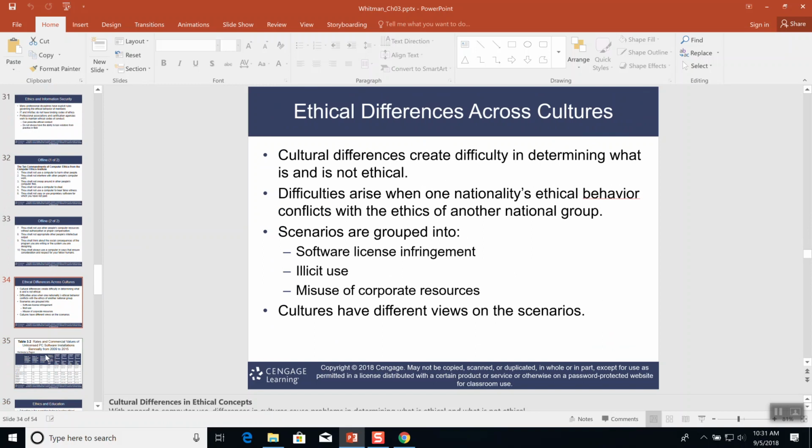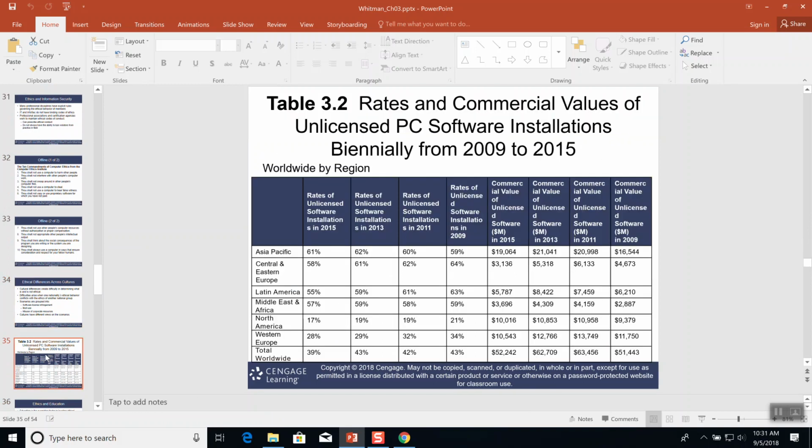Cultural differences create difficulty to determine what is and is not ethical. Difficulties rise when one nationality's ethical behavior conflicts with the ethics of another national group. Scenarios grouped into these: cultures have different views. Rates and commercial values of unlicensed PC software. Here's Liam.